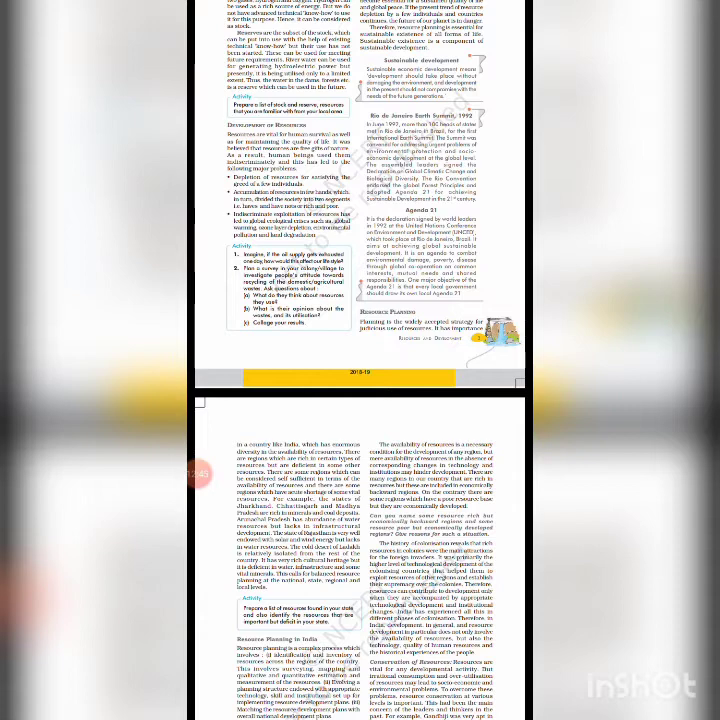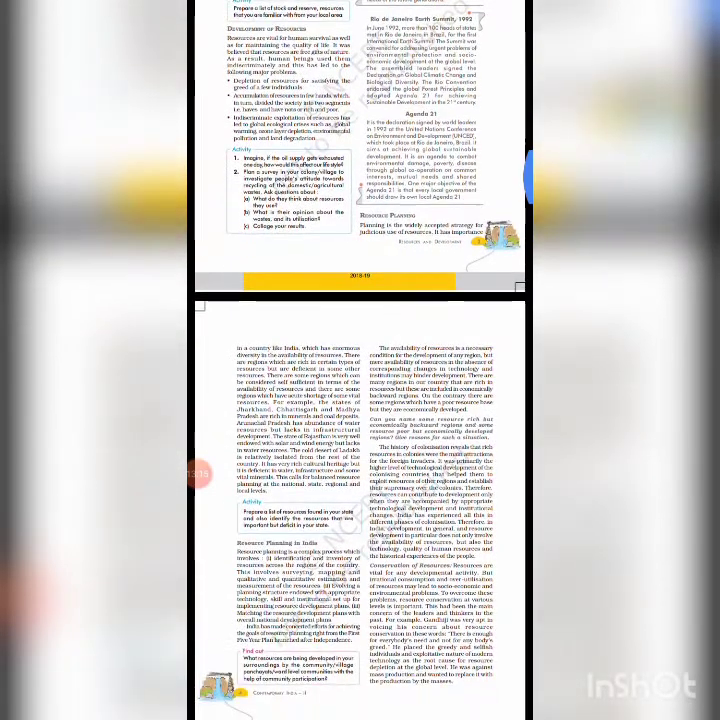Resource planning is essential for the sustainable existence of all forms of life. Sustainable economic development means development should take place without damaging the environment, and development in the present should not compromise with the need of future generations.